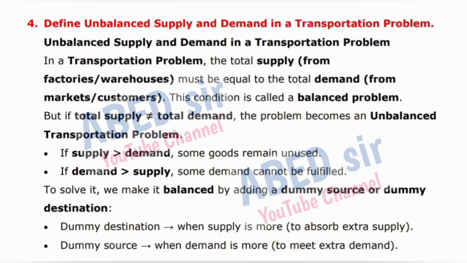If supply is greater than demand, some goods remain unused. If demand is greater than supply, some demand cannot be fulfilled. To solve it, we make it balanced by adding a dummy source or dummy destination. Dummy destination when supply is more, to absorb extra supply. Dummy source when demand is more, to meet extra demand.